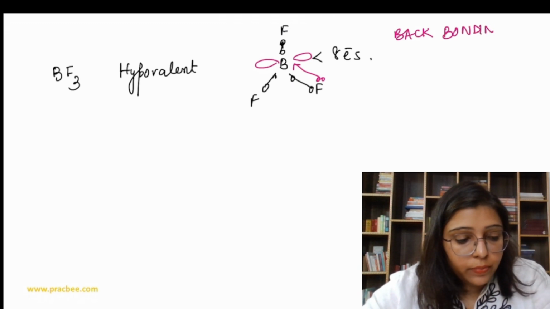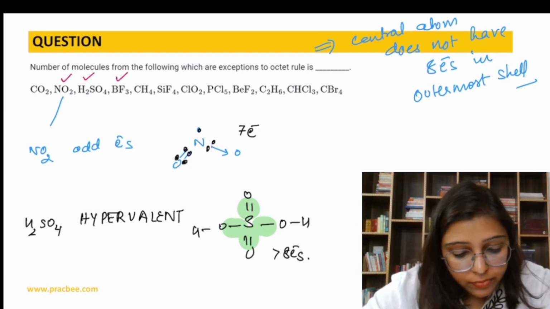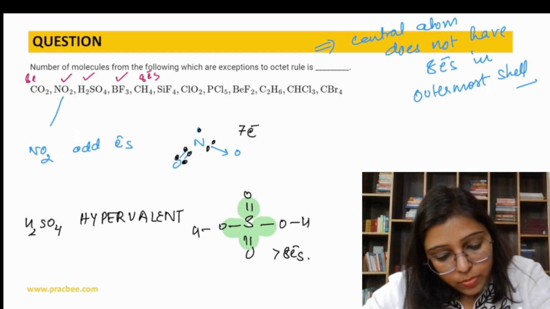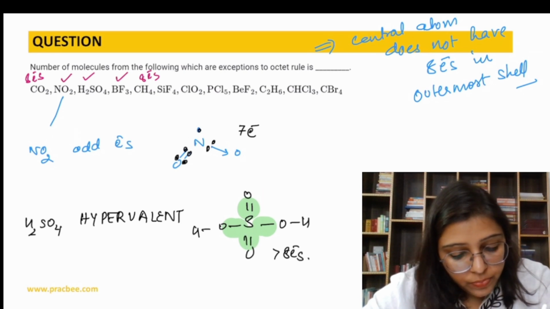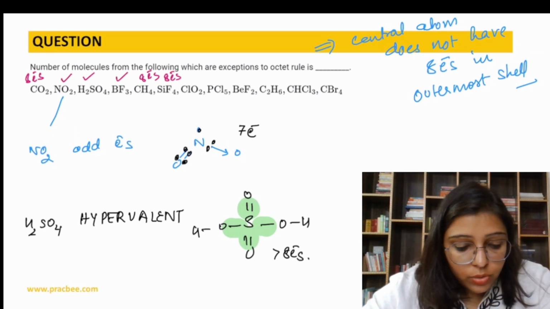Back bonding. Then we have: number of molecules from the following which are exceptions to octet rule. NO2, H2SO4, BF3, CH4. In CH4, we have 8 electrons. In CO2 also, we have 8 electrons around carbon. SiF4 also has 8 electrons. If we talk about ClO2, let's see.